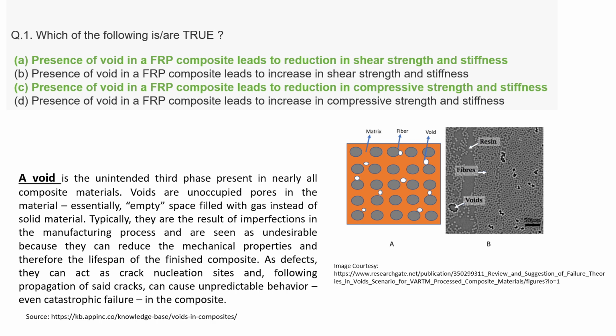So the correct options are option A, that the presence of void in FRP leads to reduction in shear strength and stiffness, and also option C, that it can reduce the compressive strength and stiffness. So any type of mechanical properties will get reduced if there is any void inside the composite.